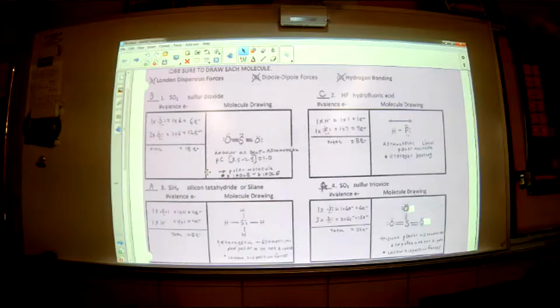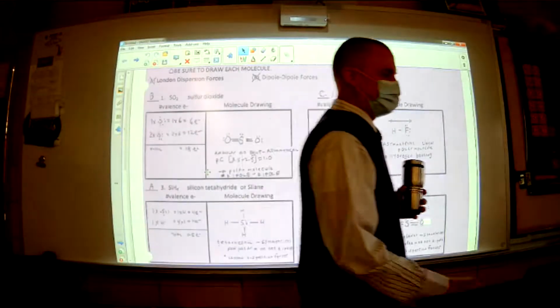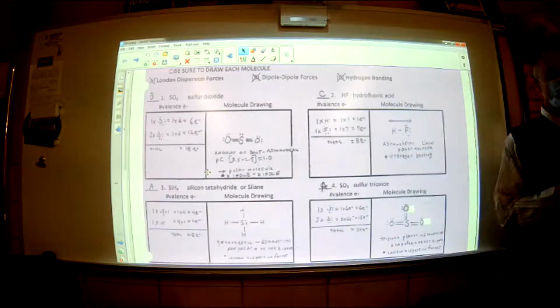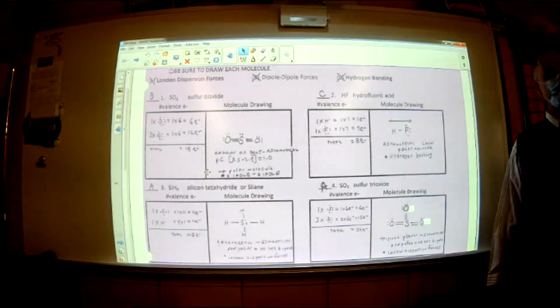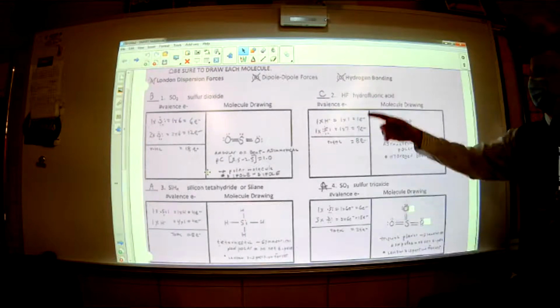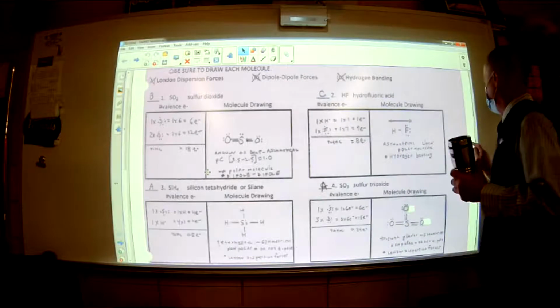All right, here we go. Let's take a look at these. We are trying to decide what is the dominant type of intermolecular force that the molecules can exhibit. We've got a couple choices here. We've got London dispersion, dipole, and hydrogen bonding.